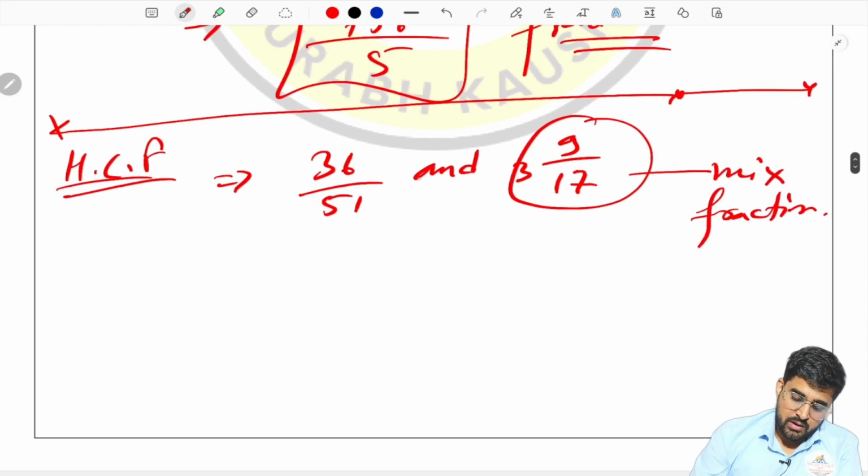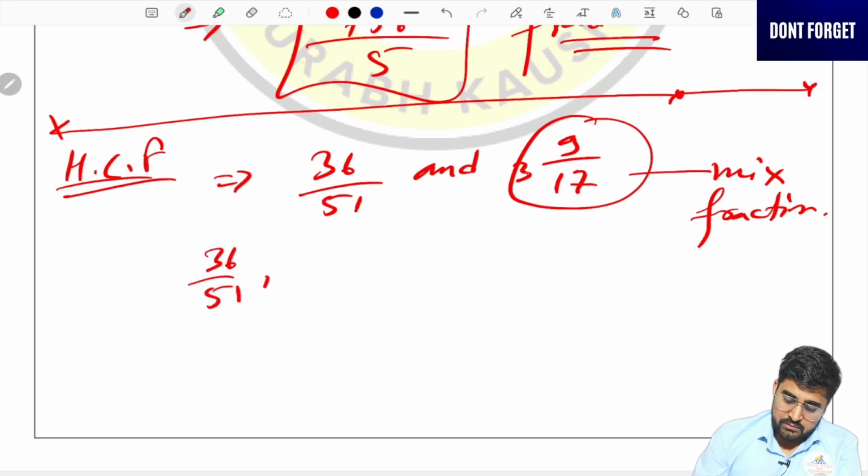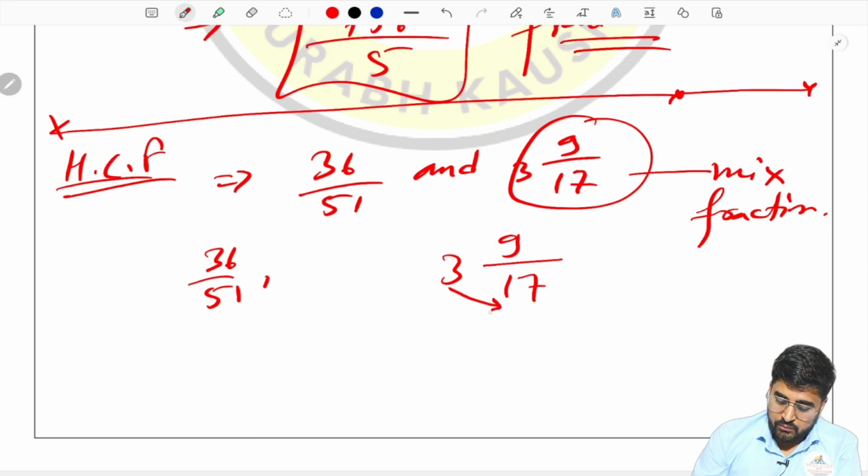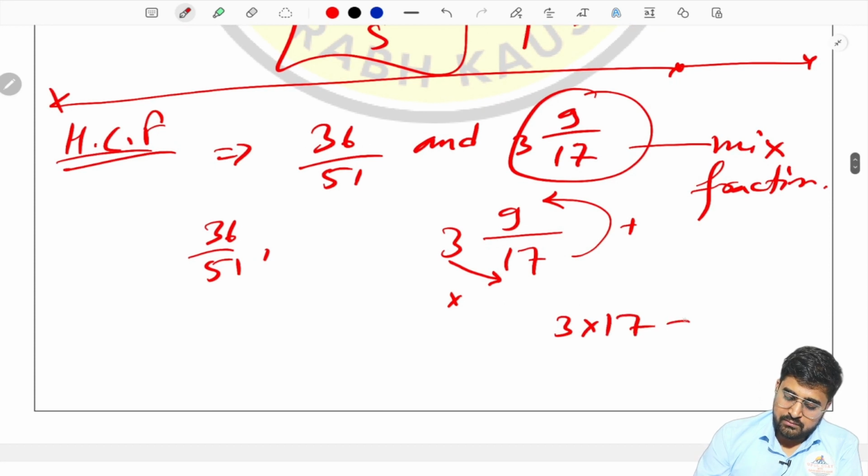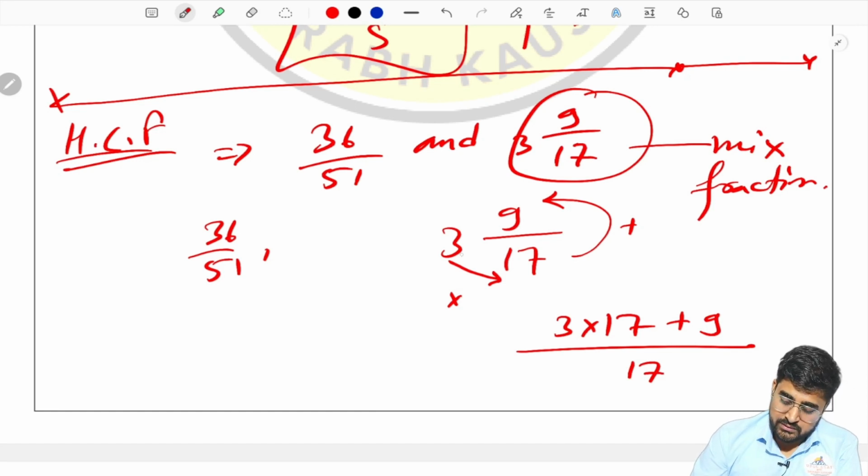Yes. So now we need to calculate the HCF of these numbers. Now 36 by 51, and in this case, please pay attention. If you do not know, you have to multiply this. Whatever number comes, add it with this. For example, 3 into 17 plus 9, and keep the denominator whatever it is. So first you have to multiply these two, then add the outcome with the 9 and keep the denominator the same.